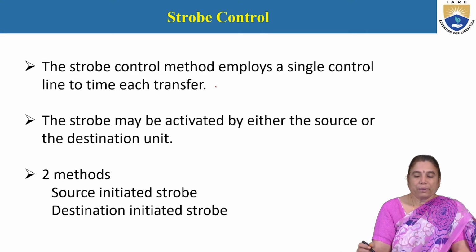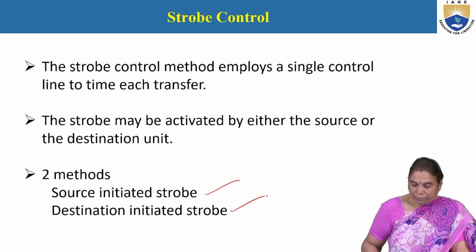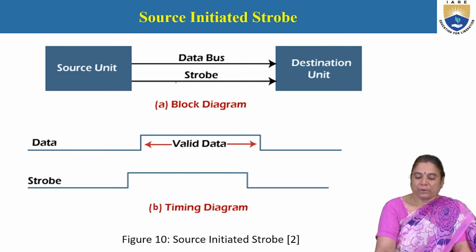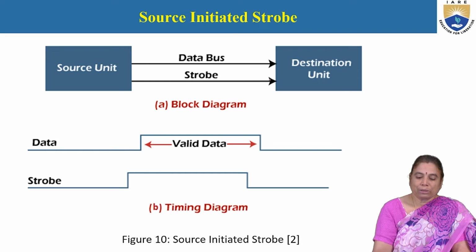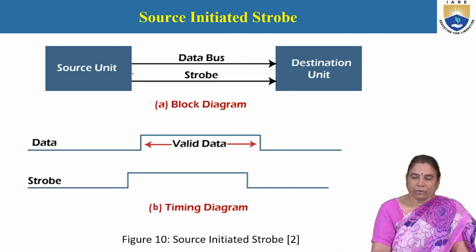The strobe may be activated either by the source or the destination, so two methods are involved. One is source initiated strobe, the second one is destination initiated strobe. What is the source initiated strobe? This is a special signal, the strobe control signal. It is raised by the source unit to the destination unit. So it is a source initiated strobe.